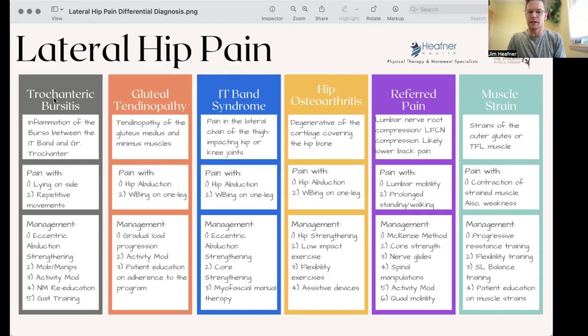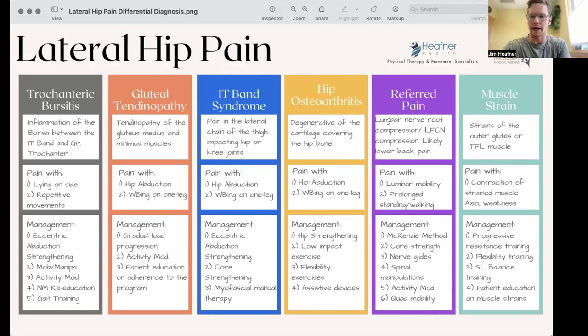With many of these, you're going to see pain with weight bearing on one leg, because as they stand on that leg, if the lateral hip takes on too much stress or strain, it's going to cause a reproduction of their symptoms. The main difference of these 6 things is the referred pain category. And no matter what, when someone comes in with lateral hip pain, I'm going to be looking at the lumbar spine and I'm going to be looking at how their core is functioning.